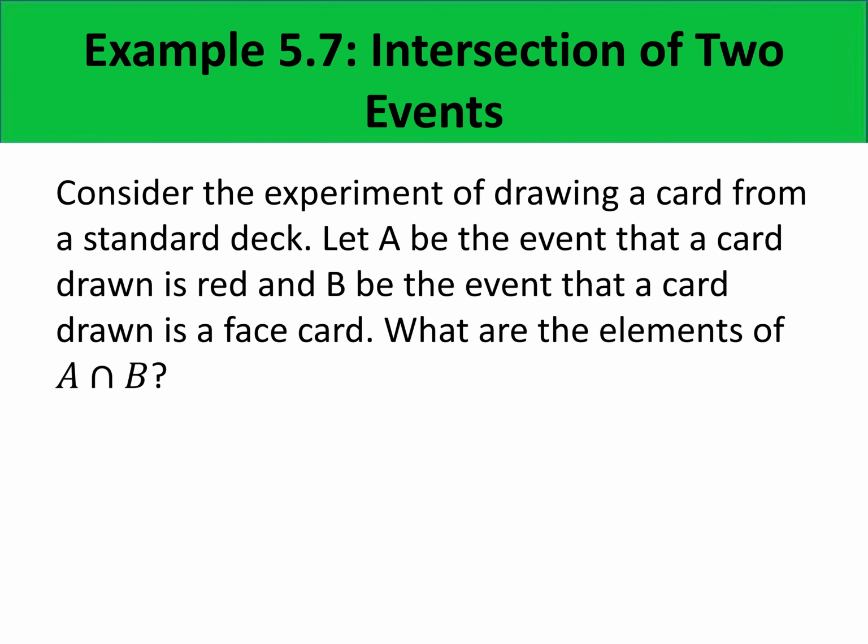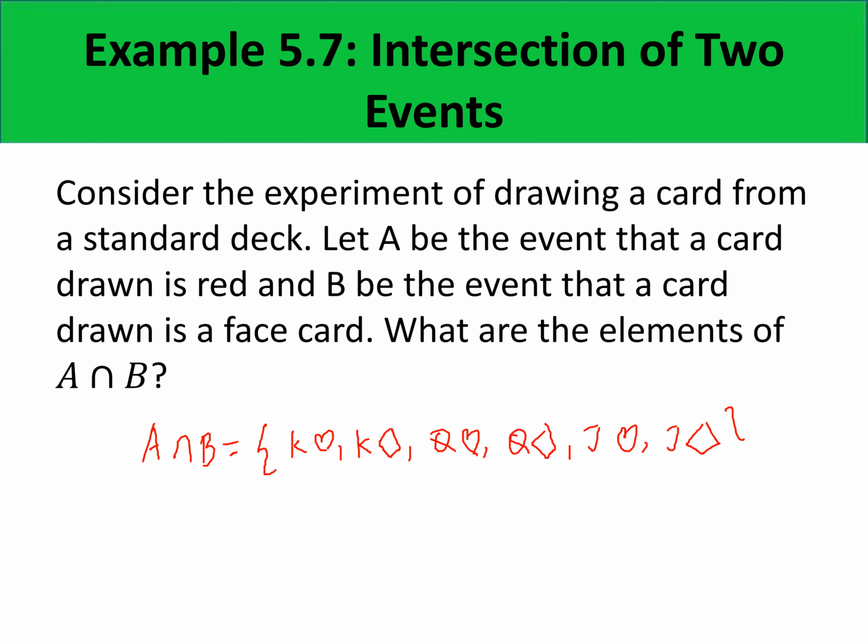For example, let us consider the experiment of drawing a card from a standard deck. Let capital A be the event that a card drawn is red, which means that capital A contains the cards that are heart cards and diamond cards. And let us let capital B be the event that a card drawn is a face card. So this means that capital B contains the elements Jack, Queen, and King cards. Now what are the elements of A intersection B? In this case, A intersection B contains the cards that are King of Hearts, King of Diamonds, Queen of Hearts, Queen of Diamonds, Jack of Hearts, and Jack of Diamonds.